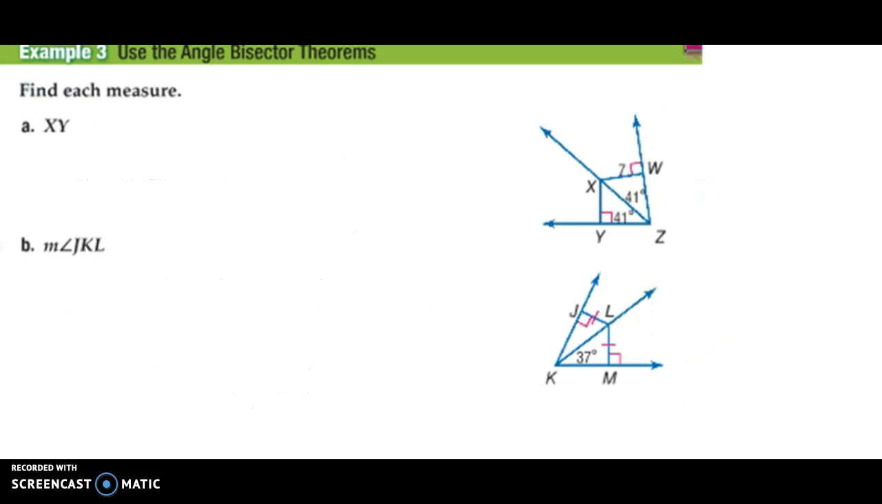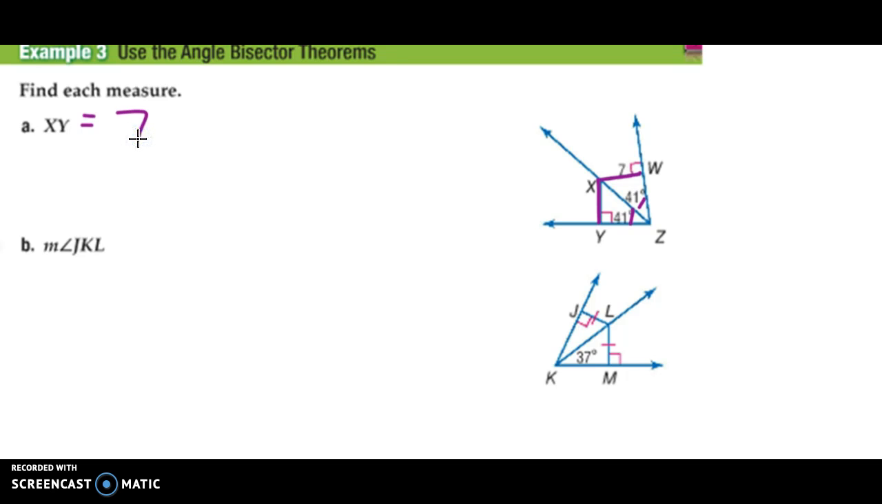All right, so here's our example. Find the measure of each one. So we're looking for the length of XY in this one. Well, we see that 41 is the same as 41. WX is 7. So XY, or YX, is going to be 7.